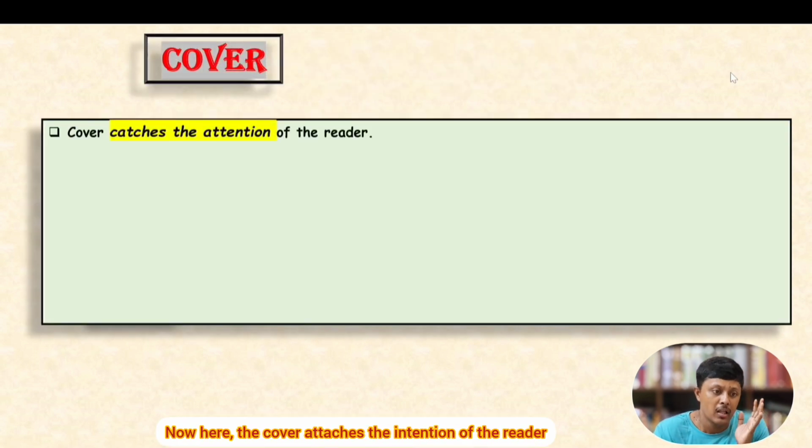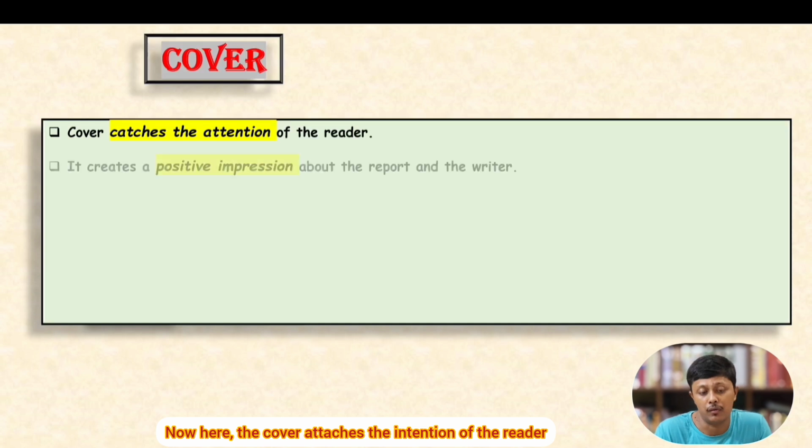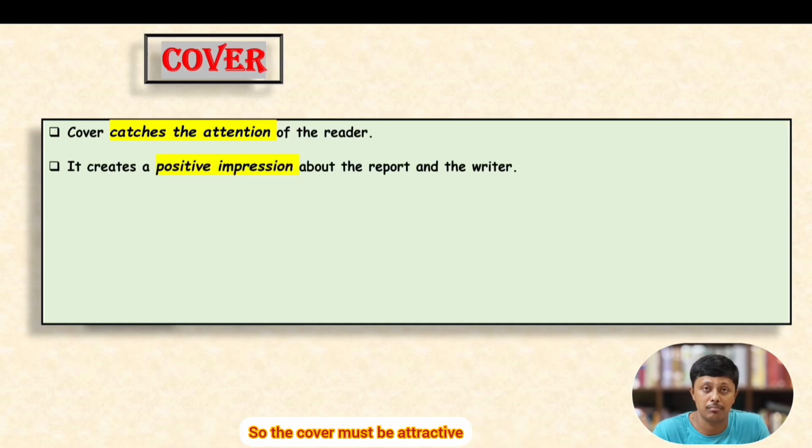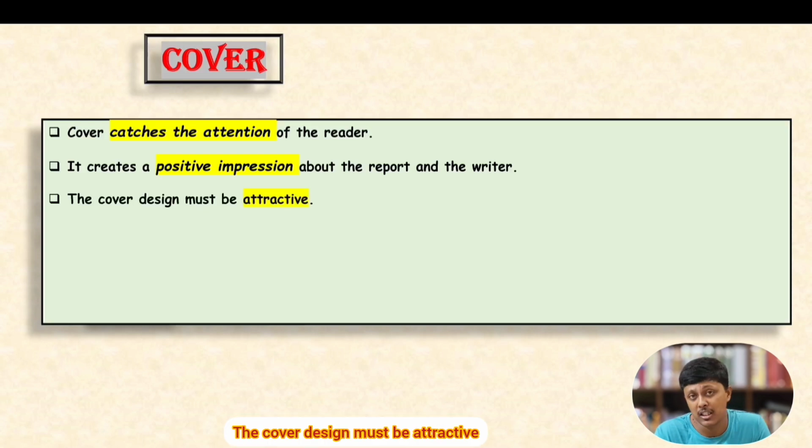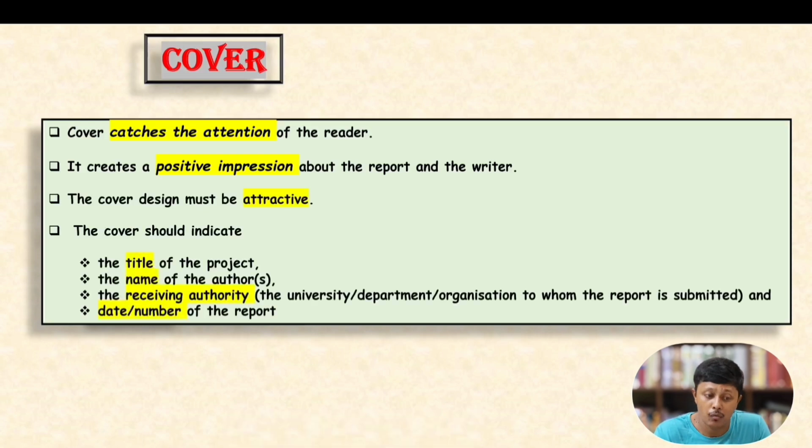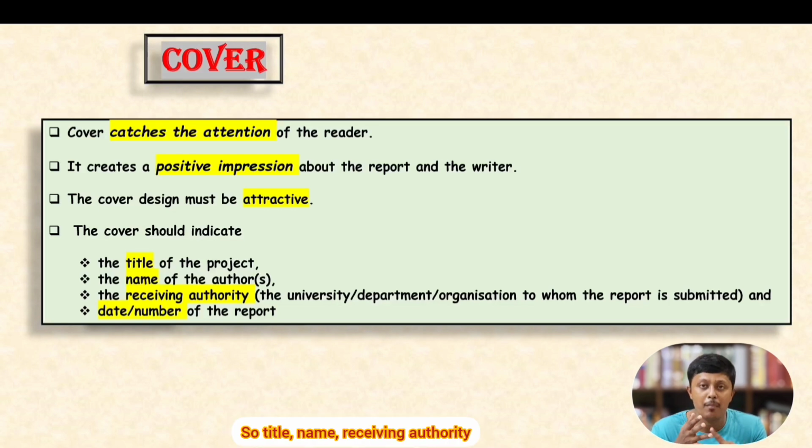Here, the cover attracts the attention of the reader. So the cover must be attractive. It creates a positive impression about the report and the writer. The cover design must be attractive. The cover should indicate the title of the project, the name of the authors, the receiving authority, for example, the university, department or organization to whom the report is submitted, and lastly, the date or the number of the report. So these are the factors that you need to carefully remember: title, name, receiving authority, and date or number of the report should be on the cover. This is the cover.